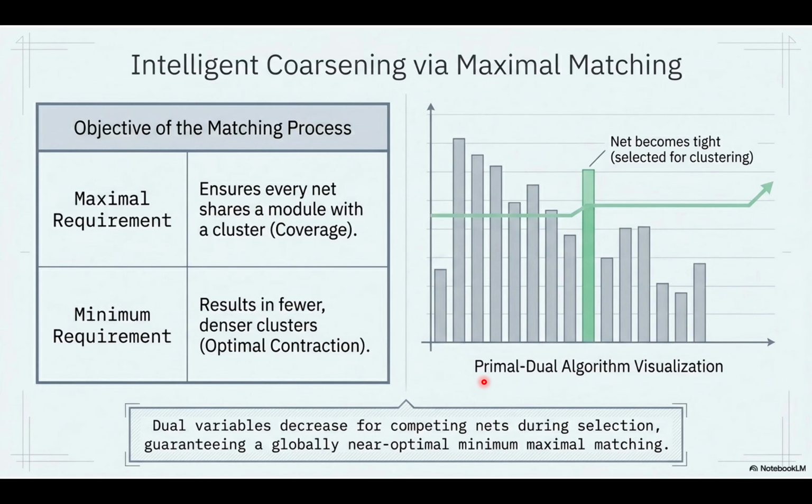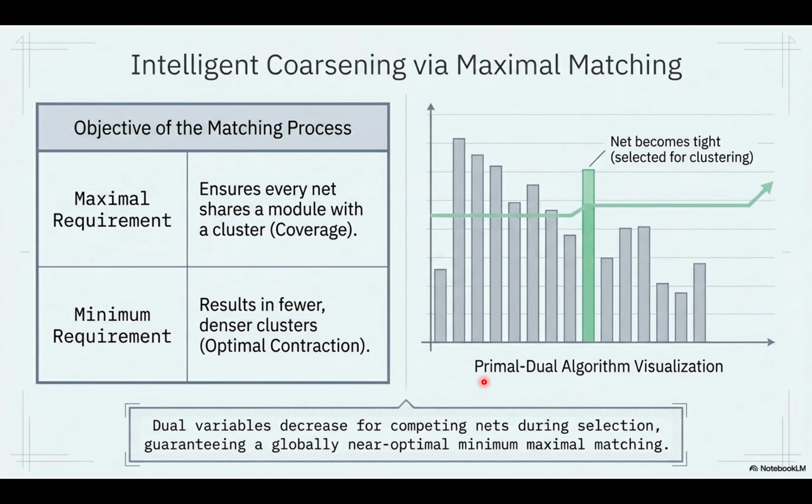Tight. Okay. Right. And the algorithm immediately locks the modules on that tight net into a cluster and deactivates any neighboring nets to prevent overlap. Wow. By elevating these dual variables systematically, the algorithm mathematically guarantees a bounded approximation of the optimal minimum maximal match, completely bypassing the need to brute force millions of combinations. It's just such an elegant way to let the topology of the circuit dictate its own clustering.